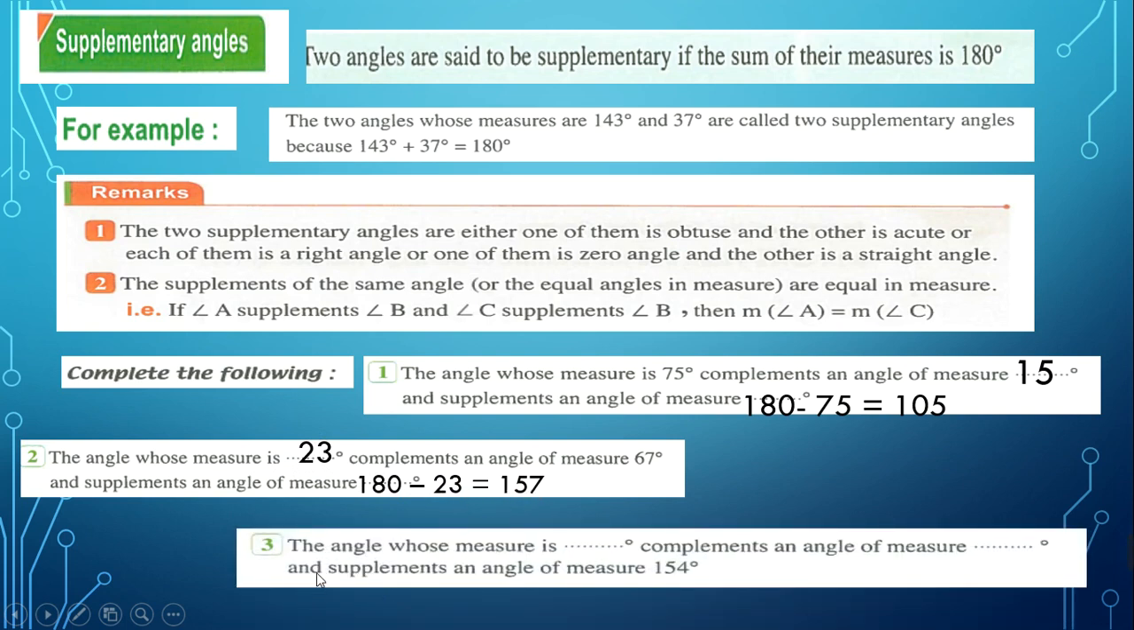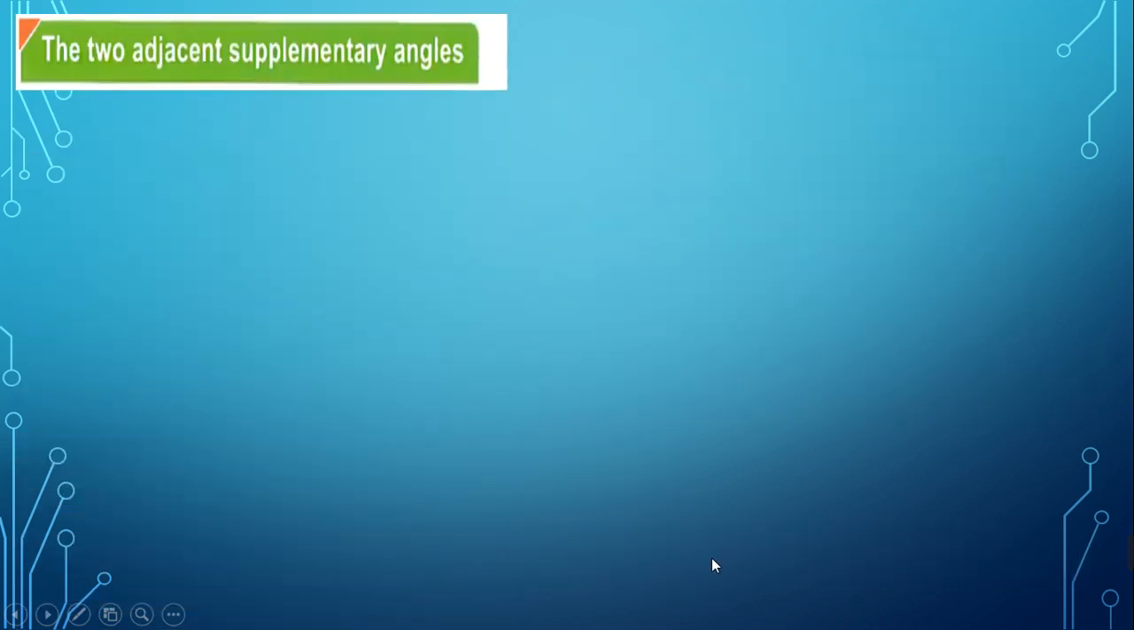Example 3. The angle whose measure is blank complements an angle of measure blank and supplements an angle of measure 154. أنا هبدأ بالسبلمنتس. Supplements يعني أعمل minus from 180. 180 minus 154 equal 26. أمسك بقى الزاوية الأصلية اللي هي 26. Complements كام؟ يبقى أعمل minus from 90. يبقى 90 minus 26 equal 64.